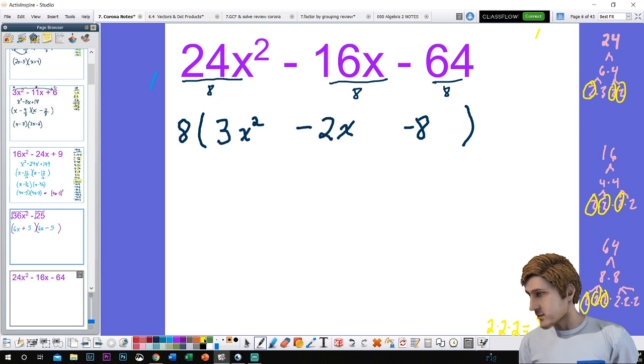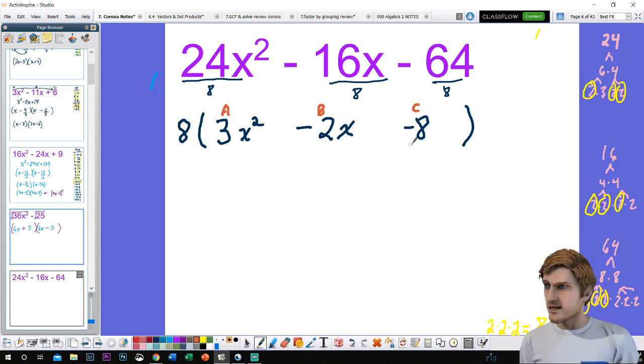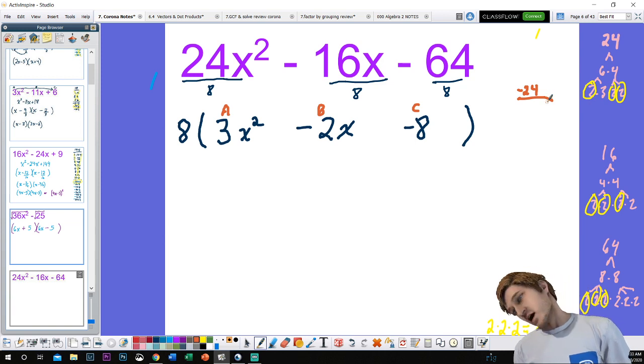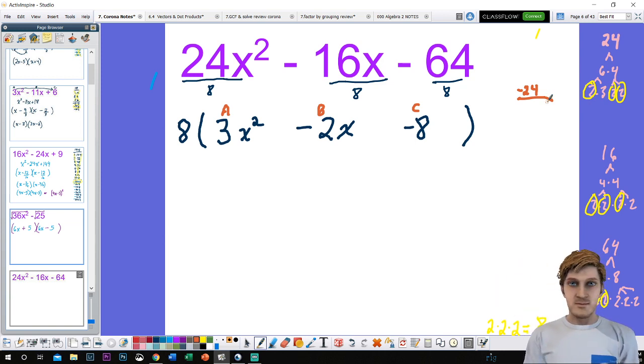Now it's looking like my C is going to be easier. I can do C is negative 8 times 3. Negative 8 times 3 gives me negative 24. A much easier number to work with than, let's see, what was 24 times 64? 1536 would have been my number if I had worked with 64 and 24, and that seems a little too big.